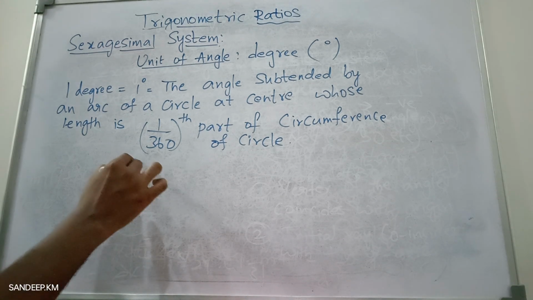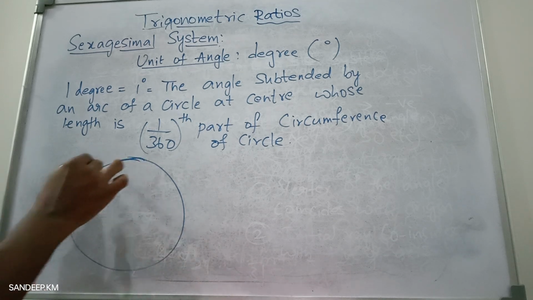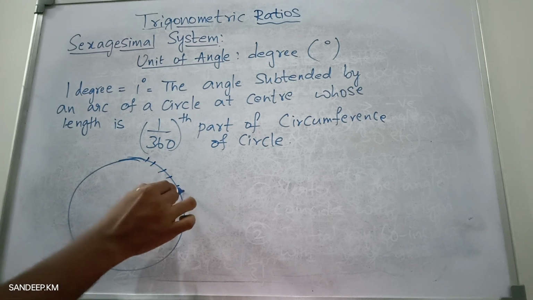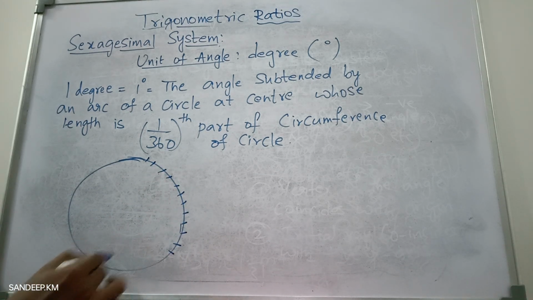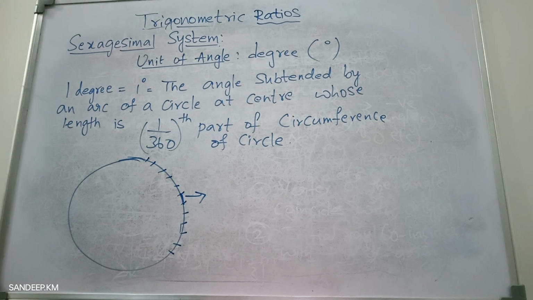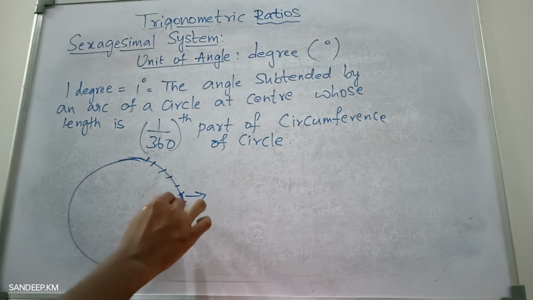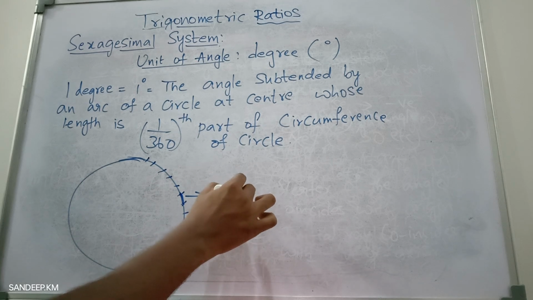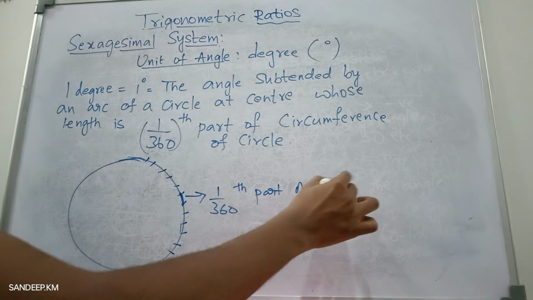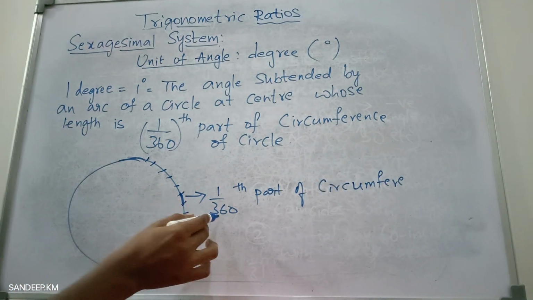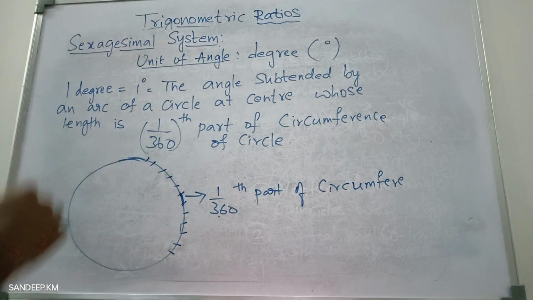It's very simple. Let me consider a circle, and this is the circumference of the circle. Divide this circumference into 360 equal parts, like this, and consider one such part. So this is an arc of the circle. From here to here, this is an arc of a circle whose length is how much? The length of this arc is 1 by 360th part of the circumference of the circle. This particular length of arc is 1 by 360th part of the entire circumference.